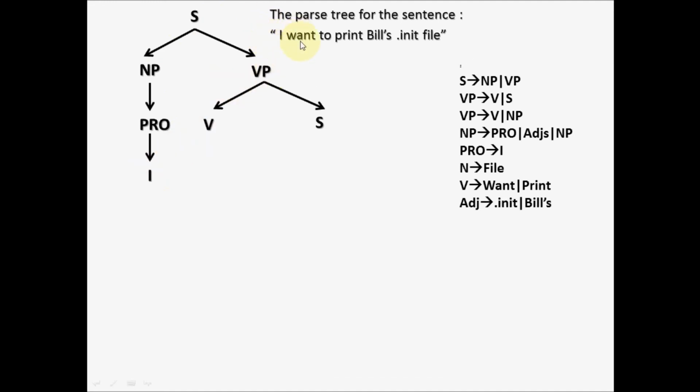Fine. Now the second word I want is want, which is a verb. So verb phrase can be a verb, and want is a verb. So I've got the second word also. Now: to print bills.init file. This sentence can then be further split into noun phrase and verb phrase. Now noun phrase is basically a pronoun because of two. When I say I want to, to is a token.